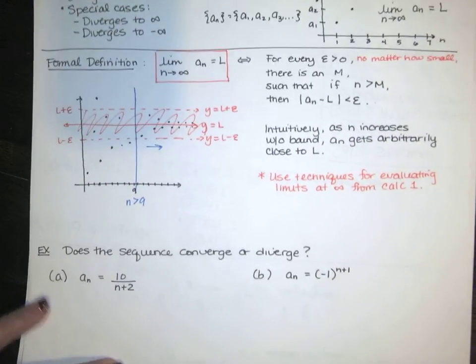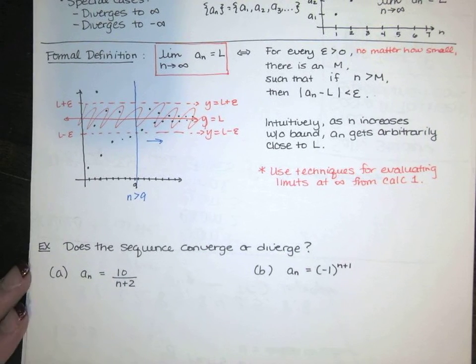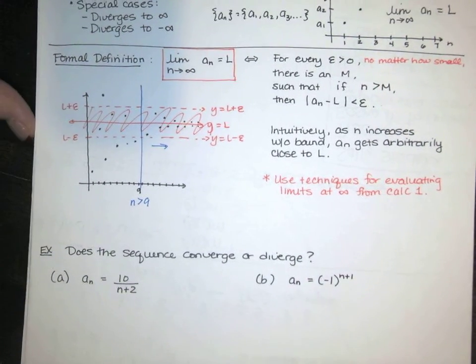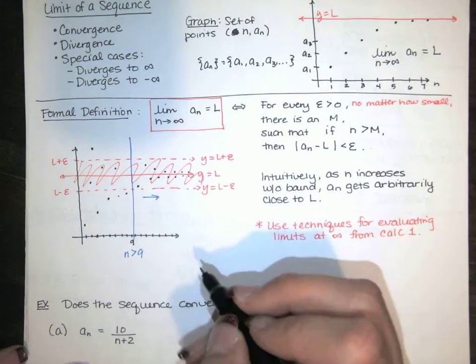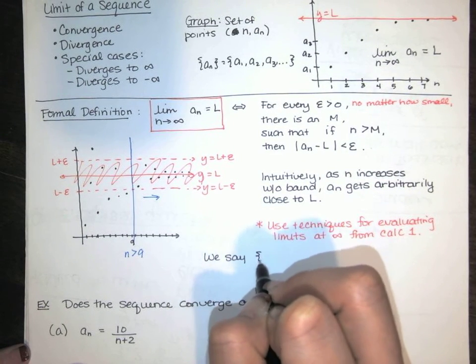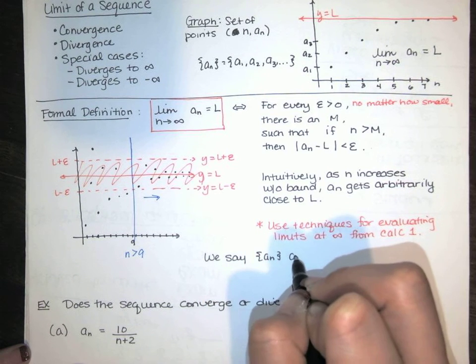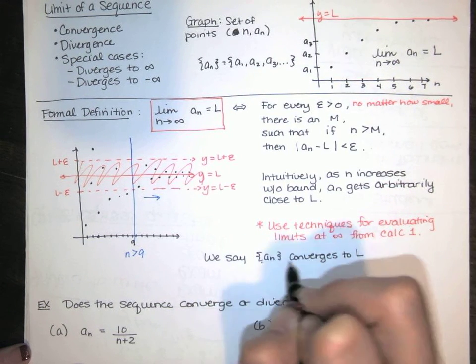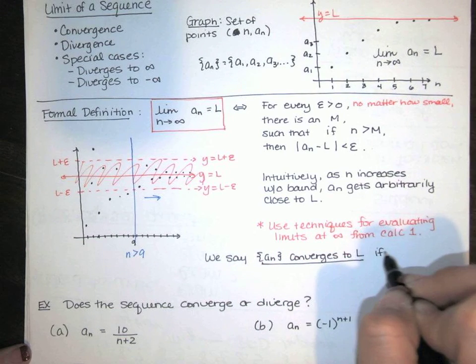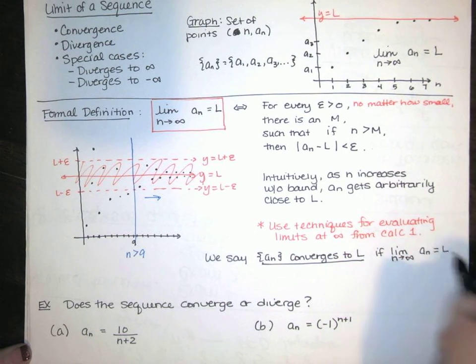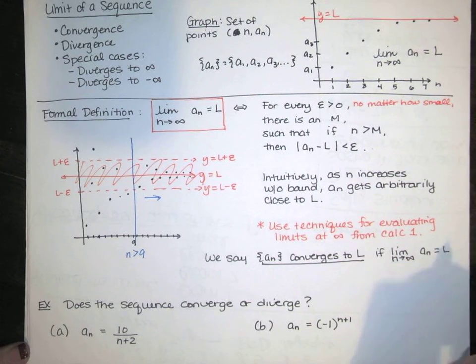Okay, so keep that in mind. Also, I wanted to define convergence and divergence. So we say, and this is just a term, we say that the sequence a sub n converges to L if the limit as n goes to infinity of a sub n equals L, and L has to be finite. That can't be plus or minus infinity.